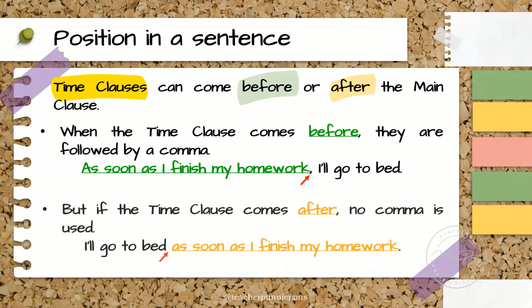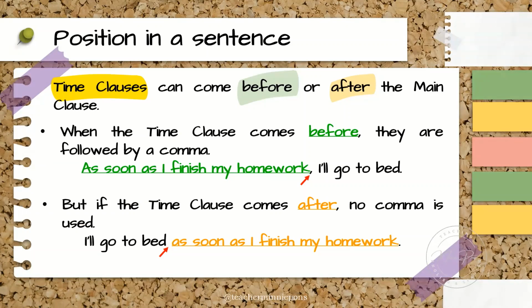But if the time clause comes after the main clause, then it's not necessary to use a comma. For example, I'll go to bed as soon as I finish my homework. As you can see in this example, the main clause is first, so you don't need to use a comma.